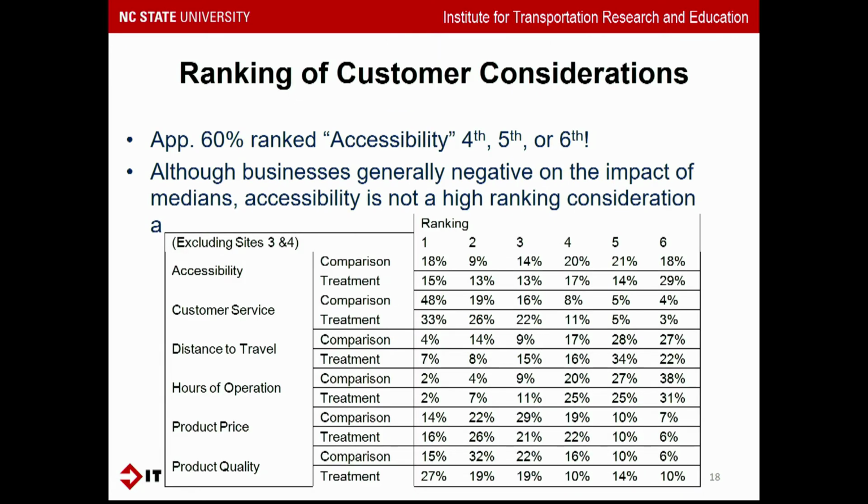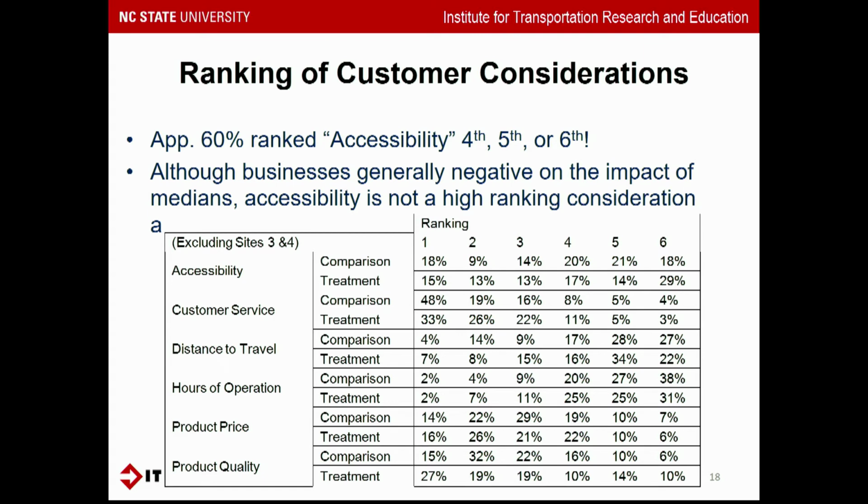So then we looked at ranking of customer considerations. Give me a rank in rank order from 1 to 6. Tell me what number one factor, number two factor do you consider to bring customers in? What is it that brings your customers in? We said rank accessibility, customer service, the distance to travel, your product quality, all of those things, rank them in order from 1 to 6, with 1 being most important. And what we saw was that accessibility was certainly important. I don't want to ignore that.